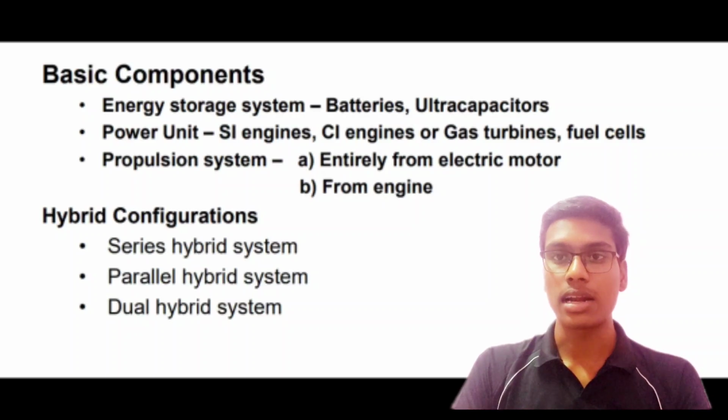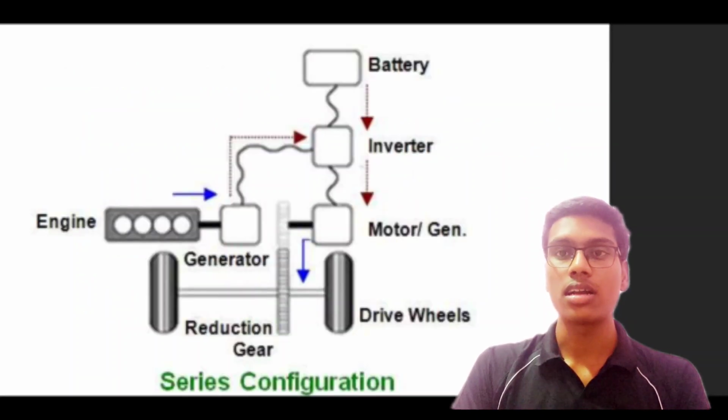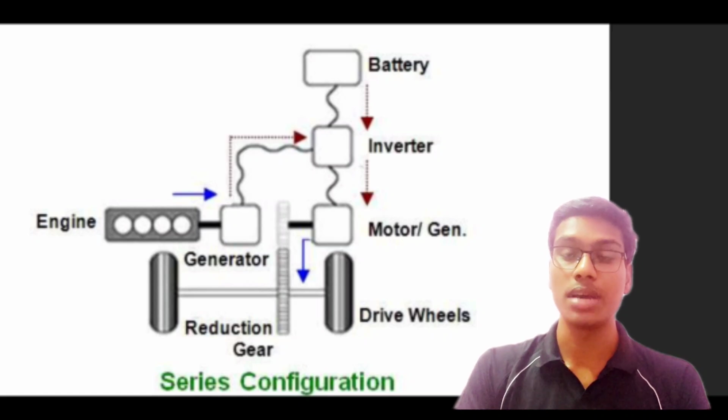In series hybrid electric vehicle, there is an internal combustion engine. With the help of the internal combustion engine, it powers the generator, and then the generator charges the battery pack. The generator produces DC current, and for the battery we need a DC current. So with the help of the generator, the battery is getting charged.